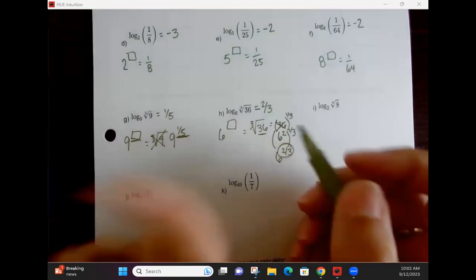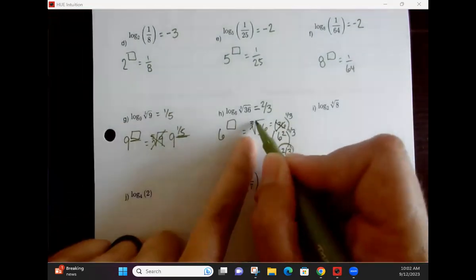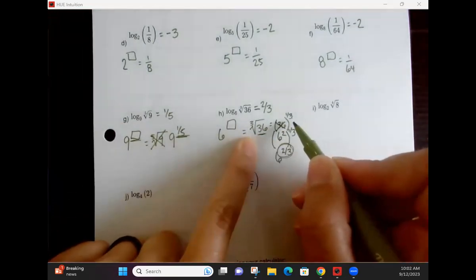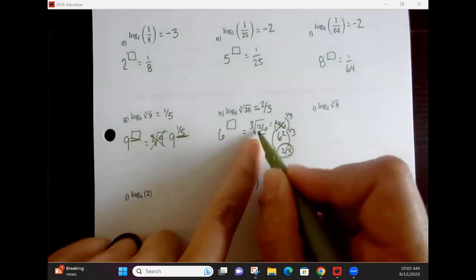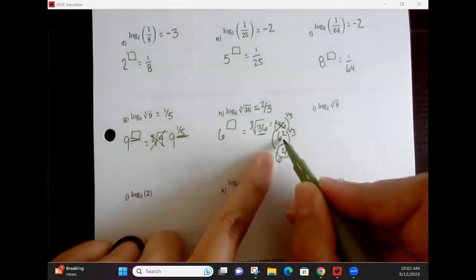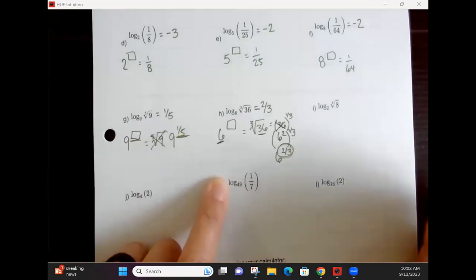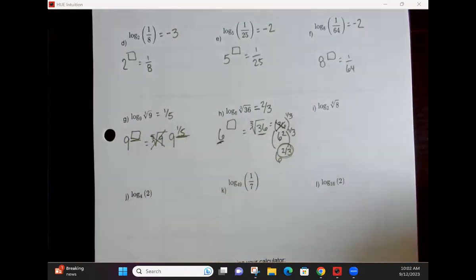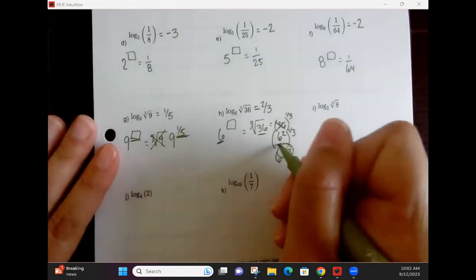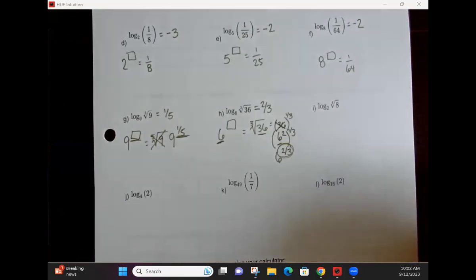So the two things that I used here: I rewrote the root as a 1/3 power. Does that make sense? Okay. And then 36, I rewrote as 6 squared, so it would have that 6 that I was looking for. So it works because I could rewrite 36 as a power of 6. We're going to see something similar with I.